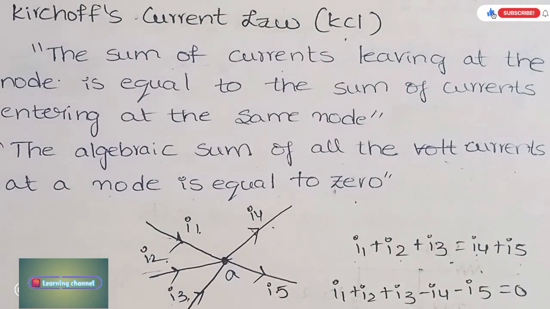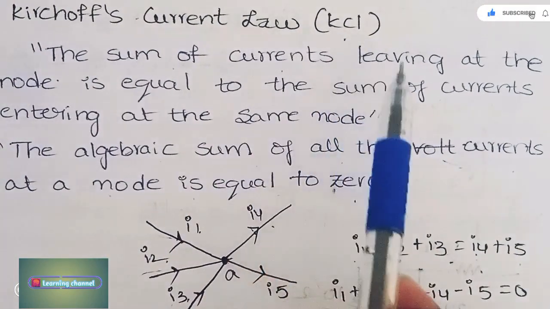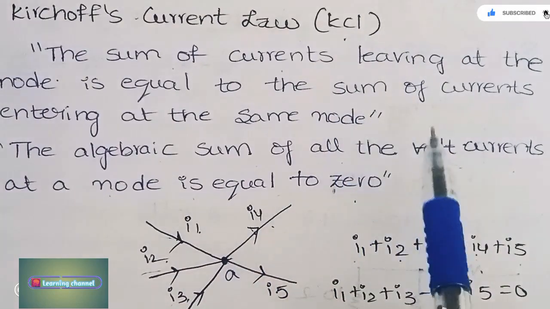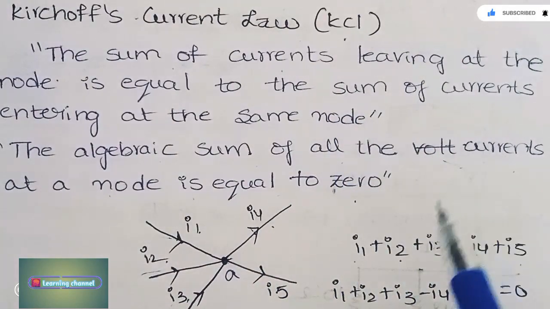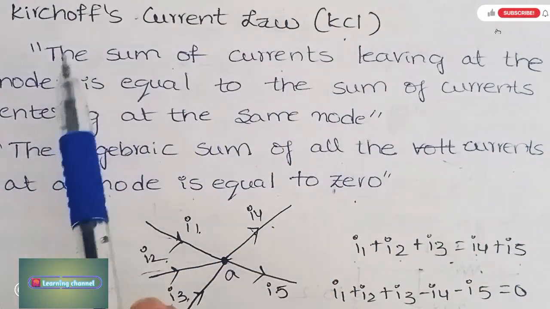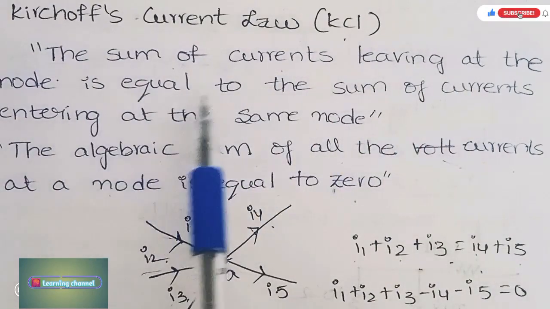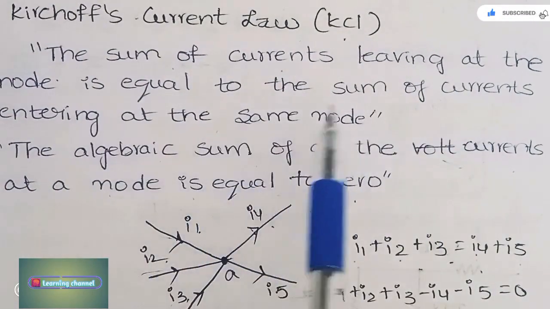So in this video, let us see what is meant by Kirchhoff current law, which is nothing but KCL, and two problems on that. On further videos, I will upload more on Kirchhoff current law problems. First of all, let us define what is meant by KCL. The sum of currents leaving at the node is equal to the sum of currents entering at the same node.